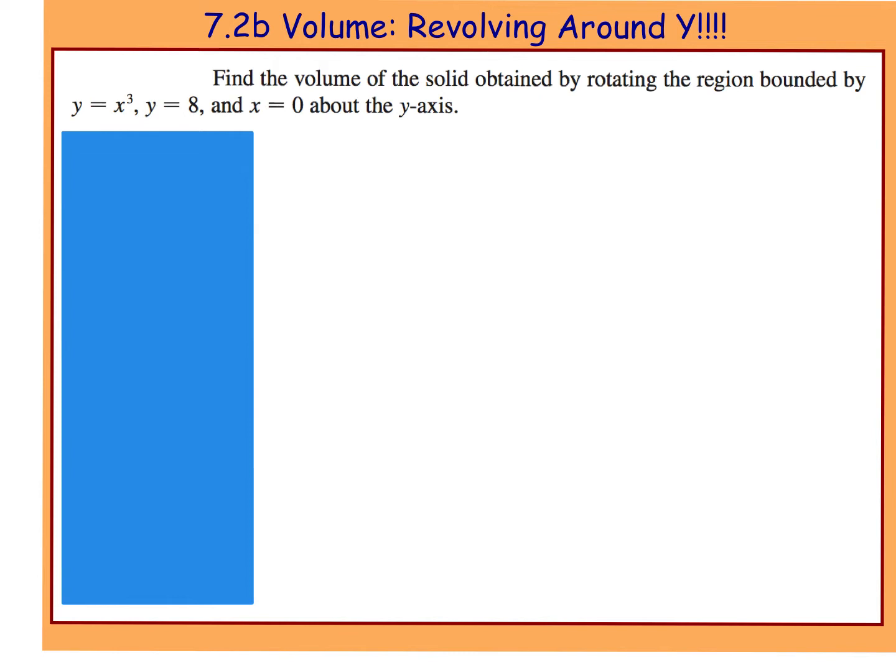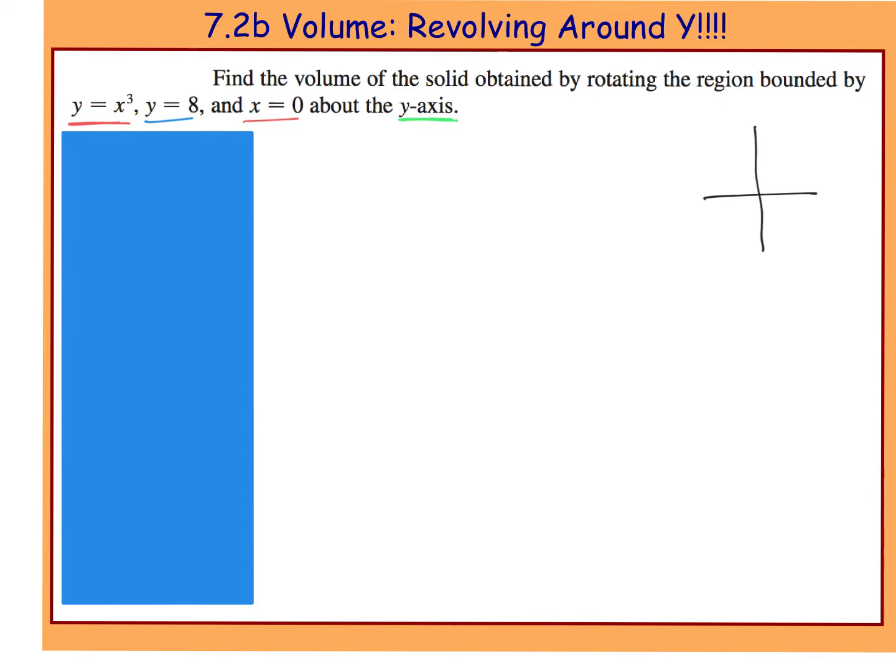All right. So Evan's going to read for us. Find the volume of the solid obtained by rotating the region bounded by y equals x cubed, y equals 8, x equals 0 on the y-axis. All right. So it's going to be bounded by those things. And then we're going to revolve it around the y-axis. So let's draw our picture.